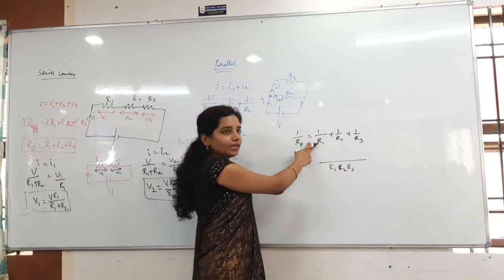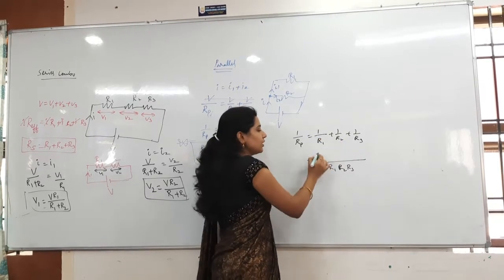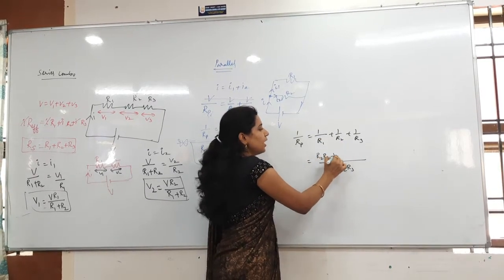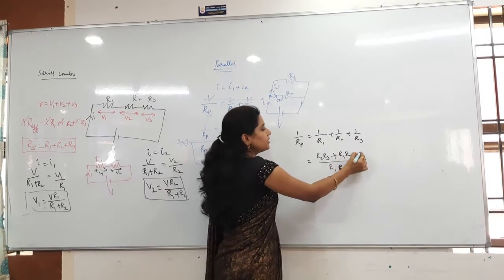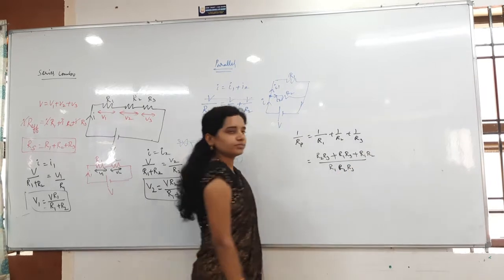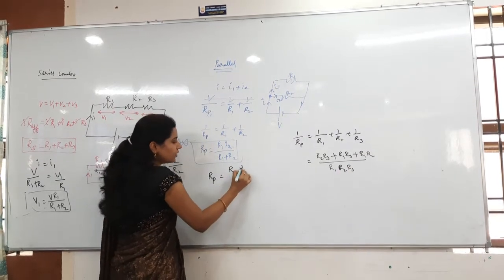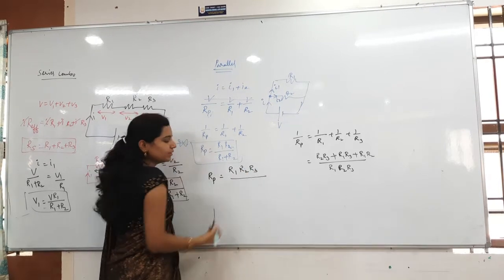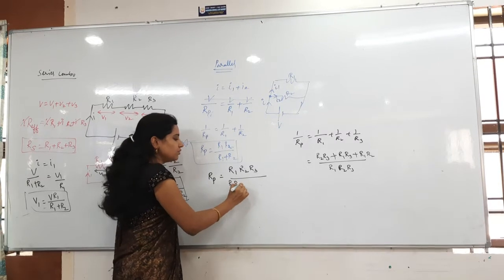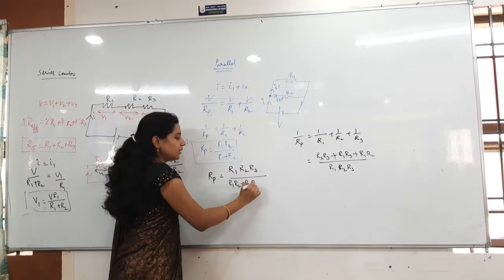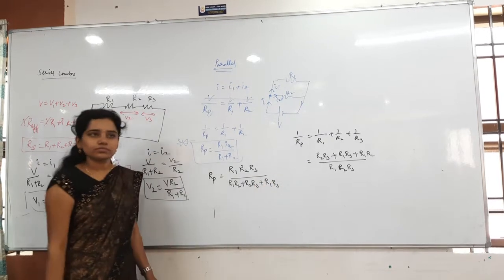Here who is there? R1 is there, so R1 will not come. Who will come? R2 and then R3. And then here R2 is there, so R1, R3. And then R3 is there, so R1, R2 will come. That is the formula of the R parallel, R1 R2 R3 by 3 resistors will come. First you take R1, R2. Second you take R2, R3. And then third you take R1 and then R3. You understand?